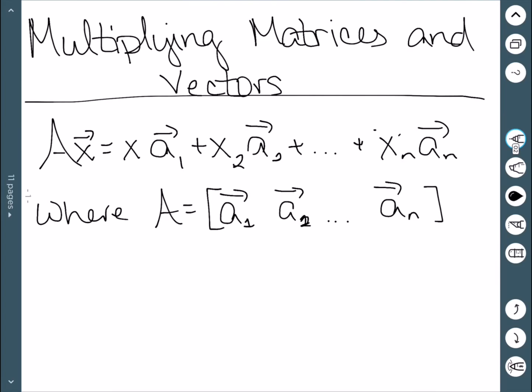It's important to note here that we need the number of entries in the vector to be equal to the number of columns in the matrix. If we don't, we're going to have either a leftover column or a leftover entry that doesn't get multiplied by anything.